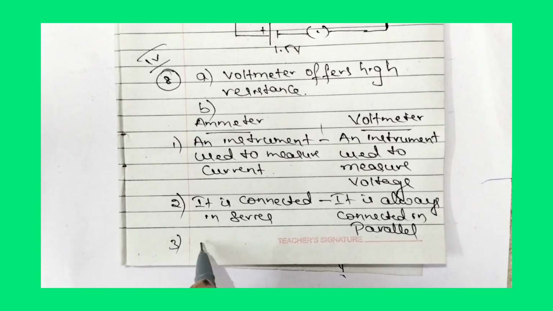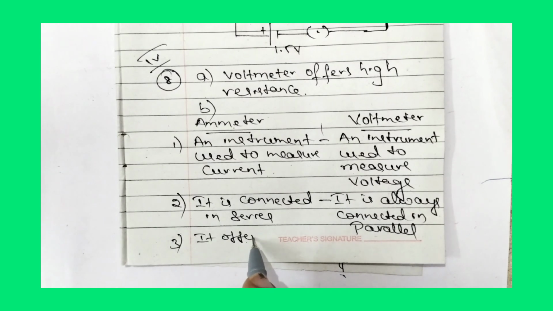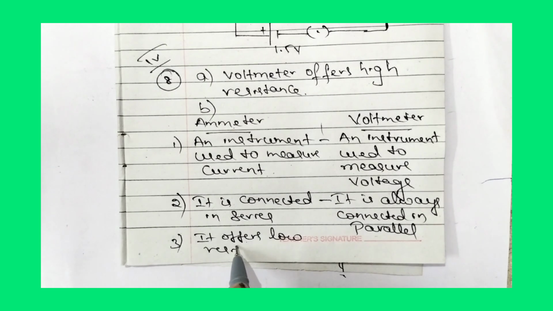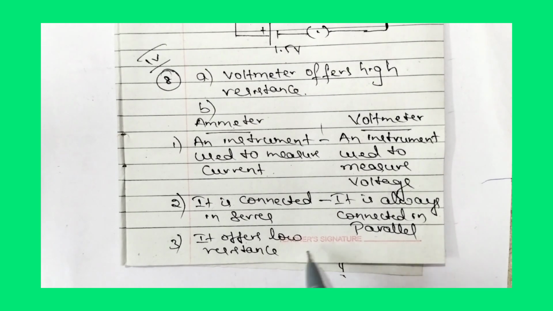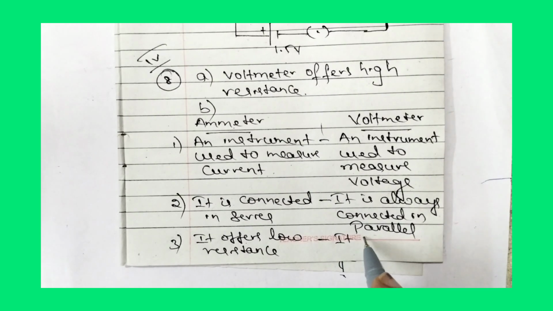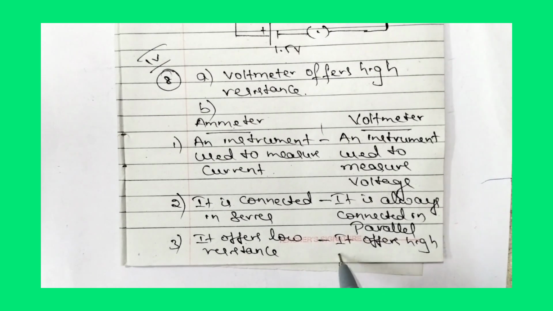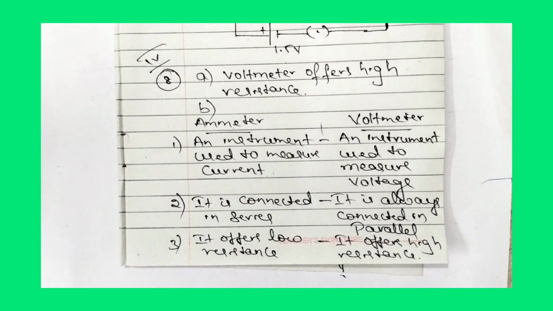Then the third difference is the resistance it offers. The ammeter offers low resistance and the voltmeter offers high resistance. So now let us move to question number 9.